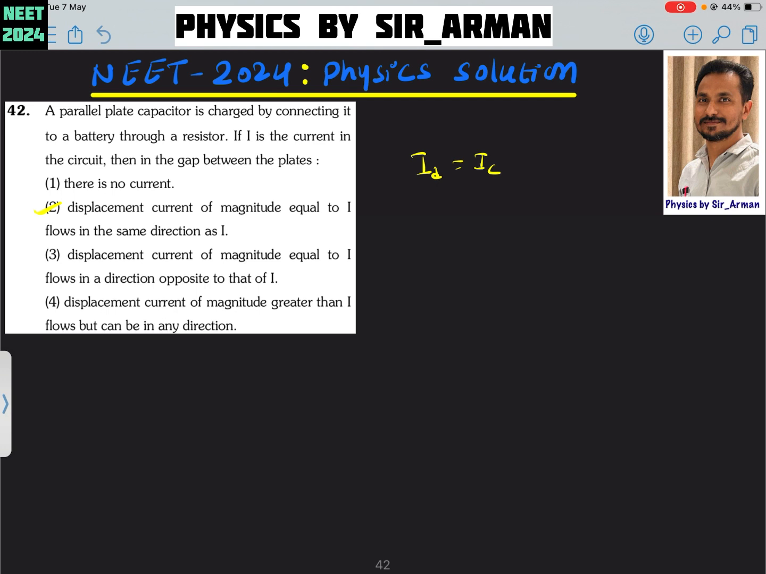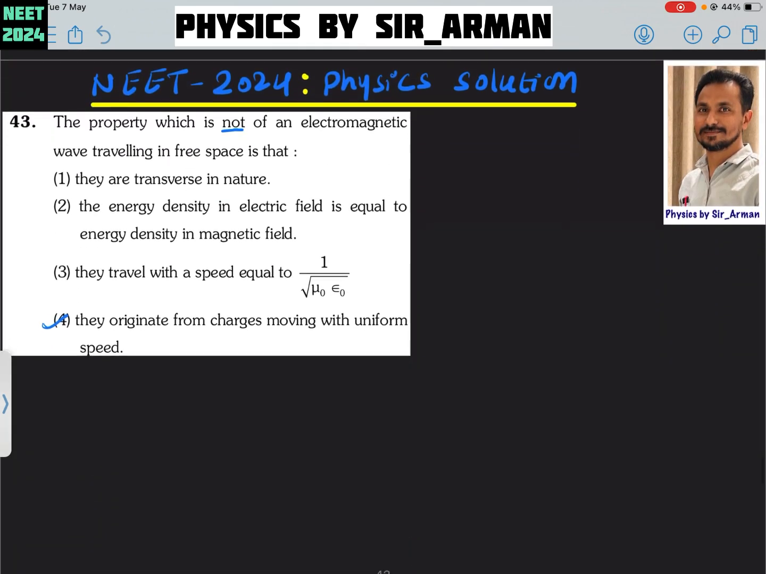Question number 42. A parallel plate capacitor is charged by connecting it to a battery through a resistor. If I is the current in the circuit, then in the gap between the plates, see, when the current is flowing through the capacitor, we know that the conduction current is exactly equal to the displacement current. So displacement current of equal magnitude flows in the same direction as I. Both flow in the same direction, right? So option number 2 is correct.